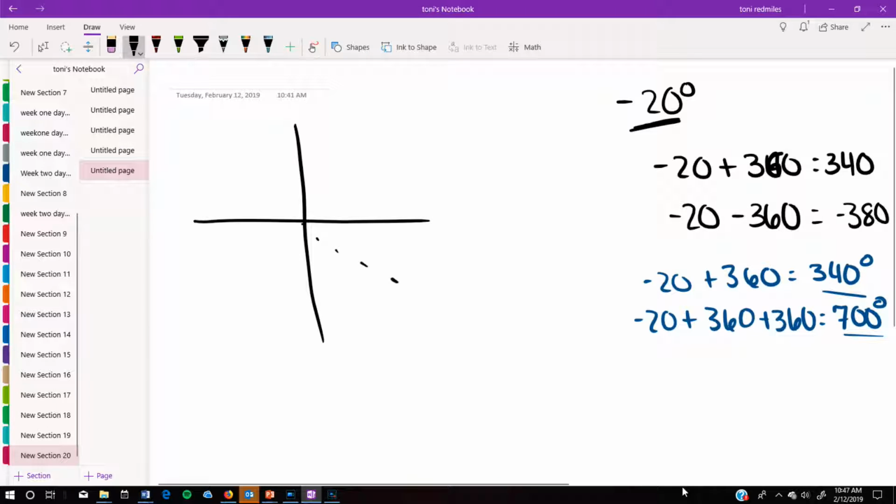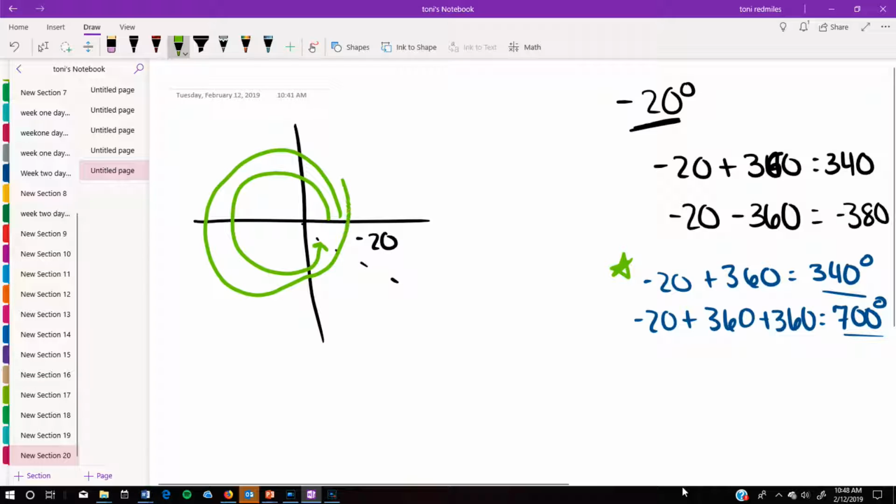So I have a negative 20 degrees, okay? I could have my first one be this, and that's this one right here. I could do another one where I go like that, okay? And that's just adding another 360. And I could keep doing that and doing that and doing that. As long as I have the same initial, same terminal, I am good to go, okay?